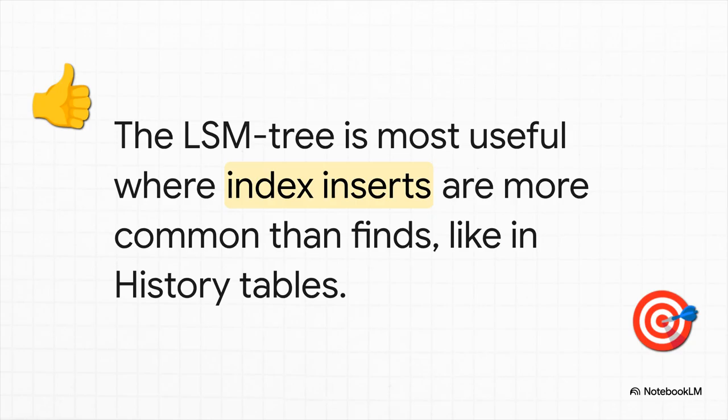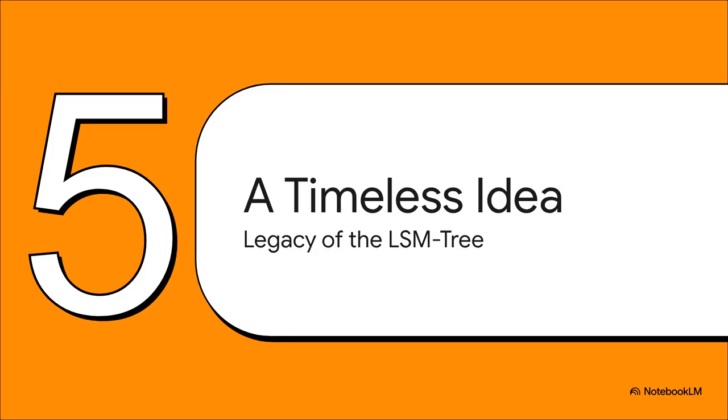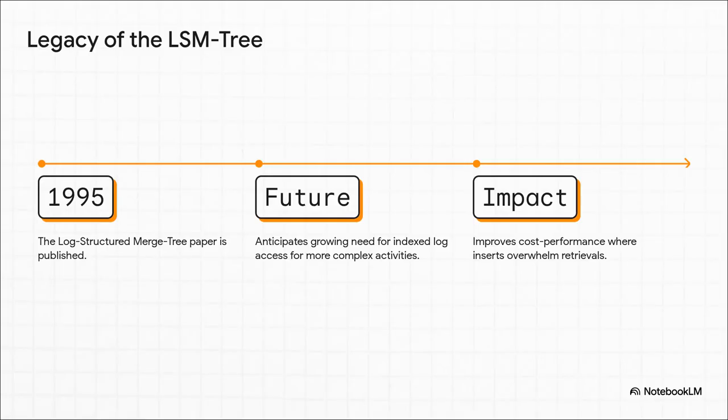So, why on earth would you accept slower reads? Well, it turns out this is a fantastic deal for applications that write new data way more often than they read old data. Think about things like system logs, performance metrics, or those giant history tables we started with. And that brilliant trade-off, that very specific choice to prioritize writes over reads, is precisely why this idea, born in the mid-90s, became so unbelievably important decades later. You see, this core principle of deferring and batching work was perfectly suited for the data explosion of the internet age. It became the absolute cornerstone for so many modern databases that power the biggest applications we use every day.